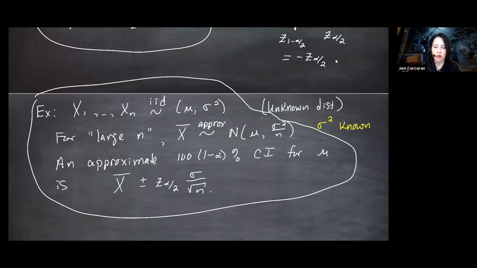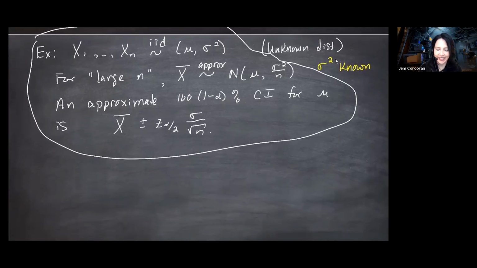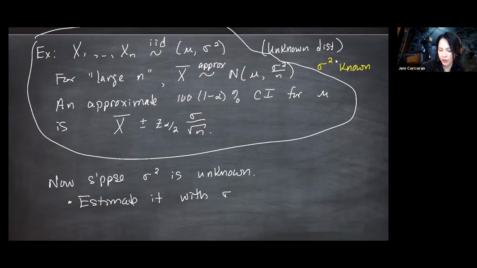Okay, I want to put these normals behind us, but we can't quite yet. So now, suppose that sigma squared is unknown, which seems a lot more realistic. So we should estimate it. And what's this going to do to our confidence interval? We're going to estimate it with something. How about the sample variance? Sigma squared hat equals s squared. And again, I always mean the unbiased version with the n minus 1 in the denominator.